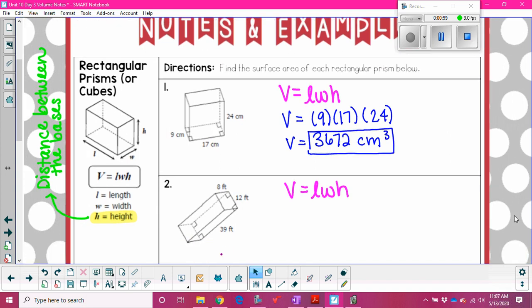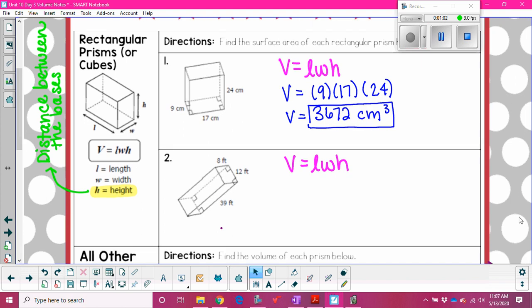All right, so you can pause the video and work number 2, and then you can unpause to check your answer. All I'm going to do is plug in our numbers here. We have our length and width of our base, which is 12 and 39, or you could have used 8 and 12. It doesn't really matter. So you have 39 times 12 times 8. You plug all those into your calculator, you get 3,744 feet cubed.